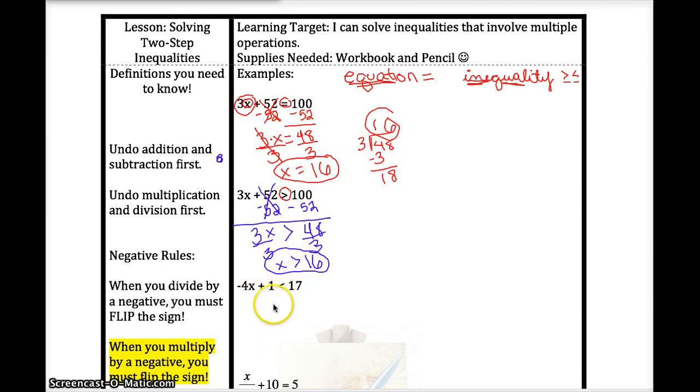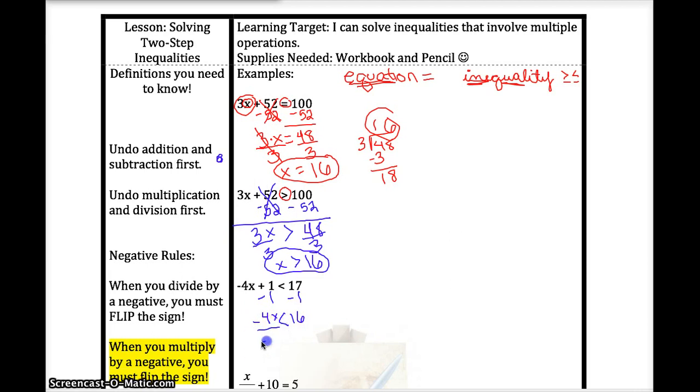All right, now let's look at these ones. Negative 4x plus 1 is less than 17. So let's solve it. Undo addition and subtraction first. So we have to subtract 1 from both sides. That gives us 16 is greater than negative 4x, or negative 4x is less than 16.